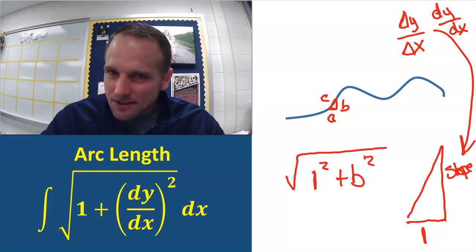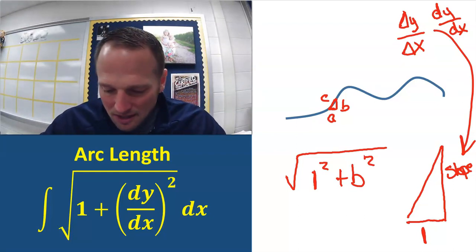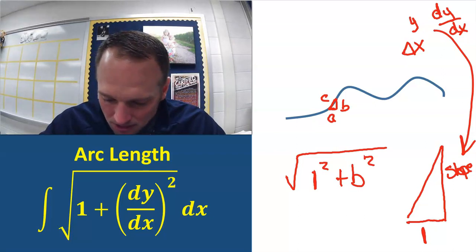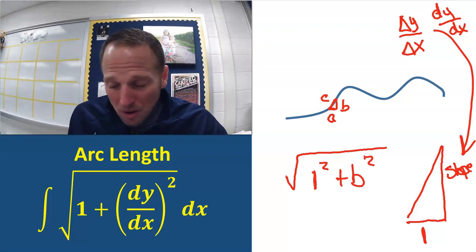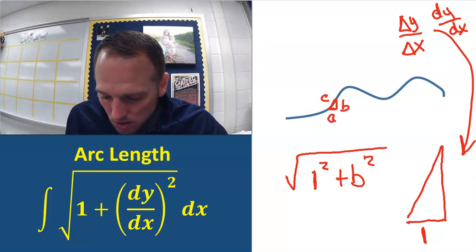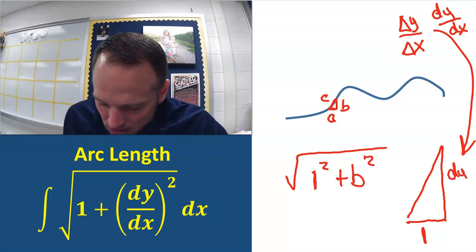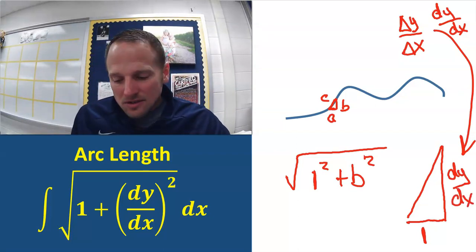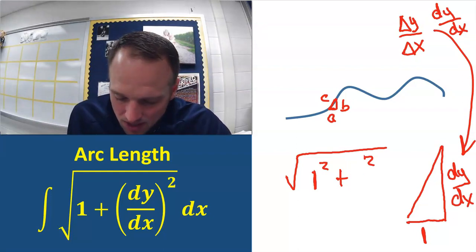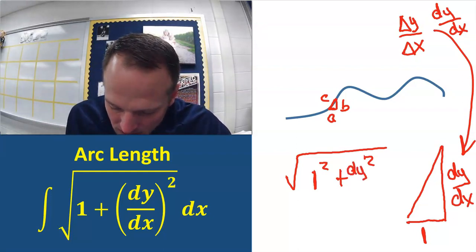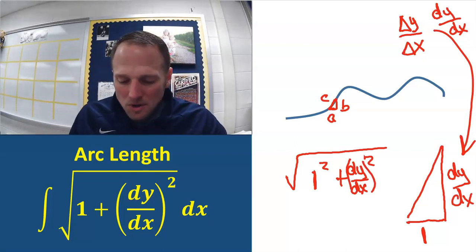Okay, take a second, make sure that that's sinking in and making sense. But this side, if we're going over 1, then the amount we're going up is the slope, which is the same thing as dy/dx. So in this triangle, what we see is that b is actually dy/dx. Okay, now we're getting somewhere.